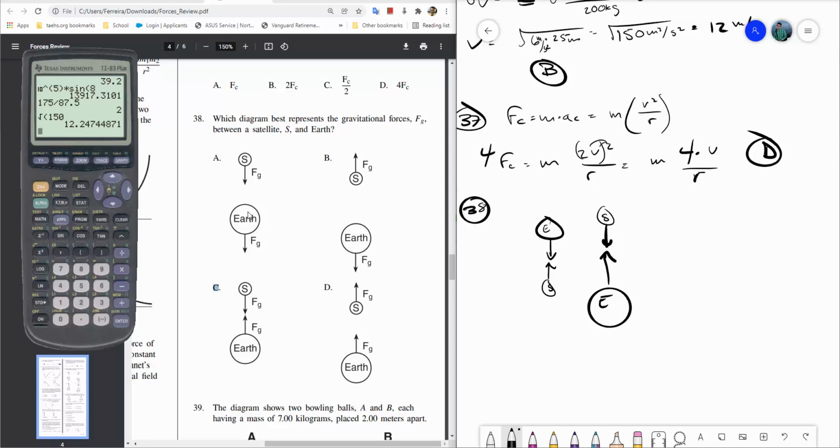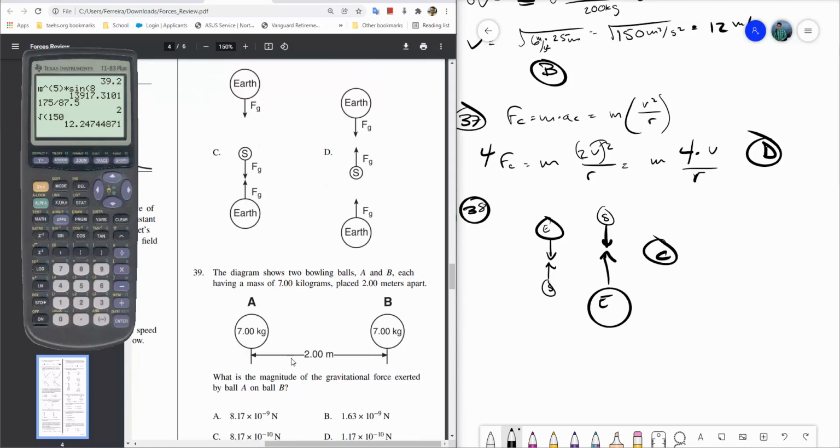A showing you the satellite going down and the Earth going down doesn't make too much sense. B shows you the satellite moving away from the Earth and the Earth moving away from the satellite. That's not how gravity works. D shows you the satellite moving away from the Earth and the Earth moving towards the satellite, going up. Again, kind of weird. It's like the Earth is chasing the satellite. Not how gravity works. The answer is C.